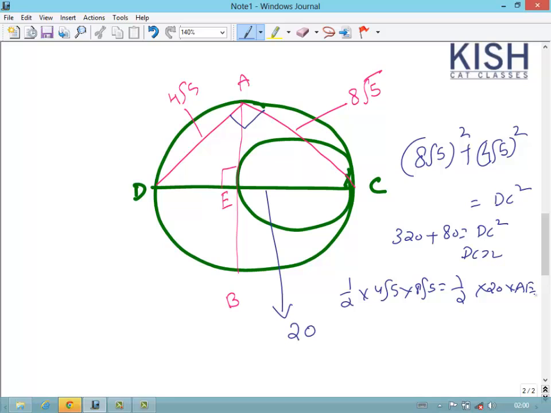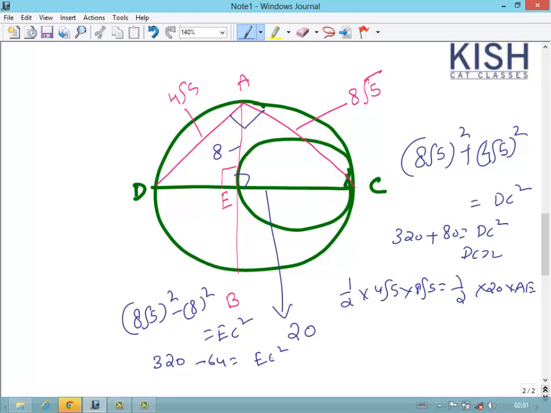How much is AE? AE comes as 8. So if you know that it is 8, then you can again find EC, because again it's a right angle triangle. So 8 root 5 whole square minus 8 square is equal to EC square. 320 minus 64 is equal to EC square.